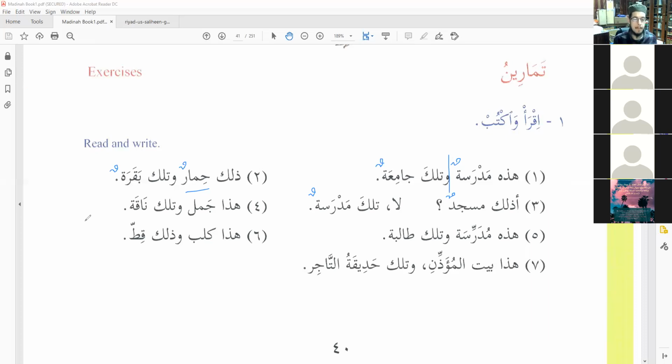Sister Syra, do number 4 for us. Okay. هذا جمل. Okay. وتلك ناقة. Very good. So Jamal, we'll spare you the translation because we haven't learned naqa officially. Jamal is a male camel and naqatun is a female camel. Naqatullahi in Surah Al-Shams, right? The naqa, the female camel or she camel, but nobody in English says she camel.